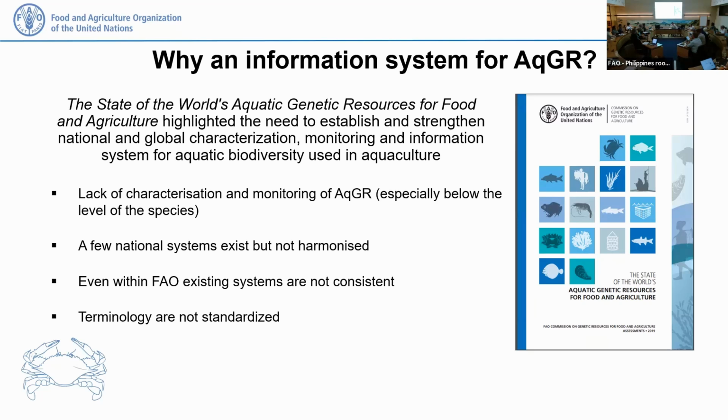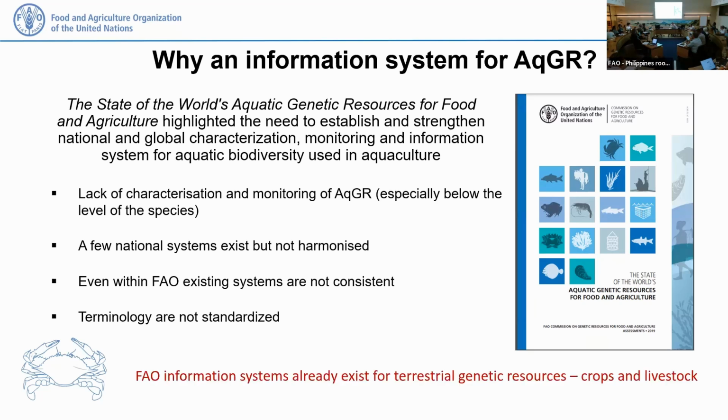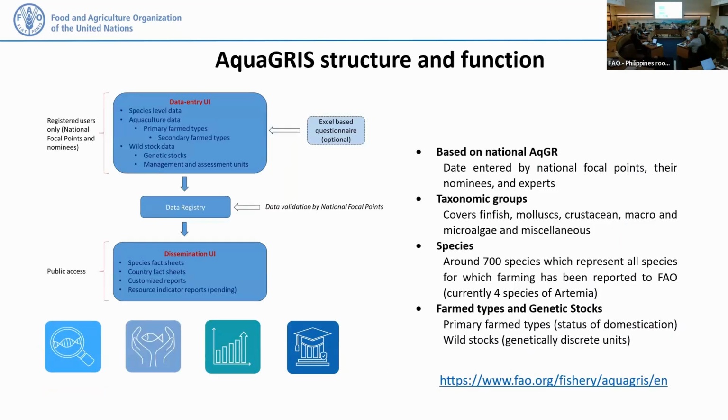It's important to recognize also that FAO plays a role with similar information systems in other, terrestrial genetic resources. They have been having a system for crop genetic resources and livestock genetic resources for over a decade now, and there's also one being developed for forest genetic resources. So again, in the aquatic sector, we are playing catch up. So this is what AquaGRIS looks like. I'll go into a little bit more detail, but essentially there are two user interfaces. We have a data entry user interface and a dissemination user interface.